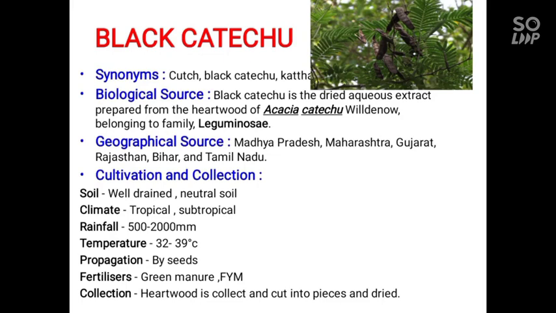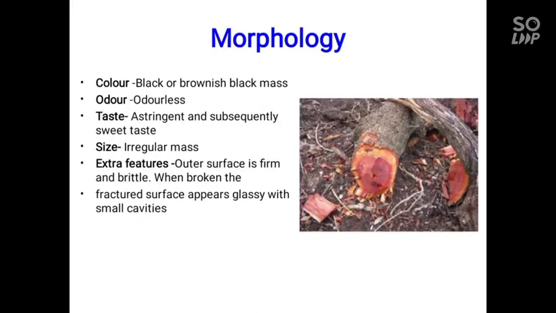Collection. The heartwood is collected, cut into pieces and dried in shade. Then morphology. Color is black or brownish black mass. Odor, odorless. Taste, astringent and subsequently sweet. Size, irregular mass. Extra features of black catechu: outer surface is firm and brittle. When broken, the fracture surface appears glassy with small cavities. This is the image of the black catechu.